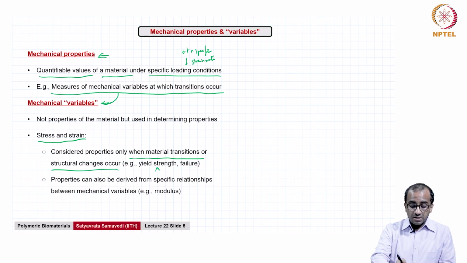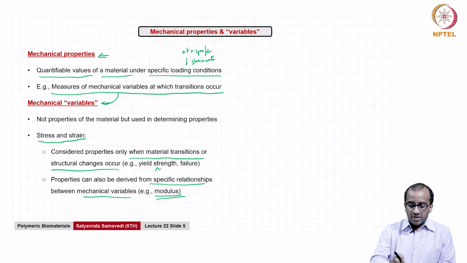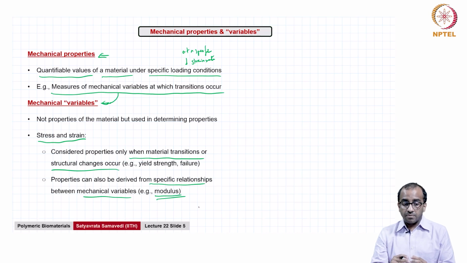You can also get properties from specific relationships between mechanical variables. So the relationship between stress and strain in some cases can give you something called an elastic modulus, as we will see in just a bit. So we made 2 points here. One is to make a distinction between mechanical variables and mechanical properties. Mechanical properties would include things like elastic modulus, yield strength, tensile strength, strain at failure. So all of these things are what you would think of as mechanical properties. Mechanical variables are not properties, but things like stress and strain can be in turn used to determine properties.